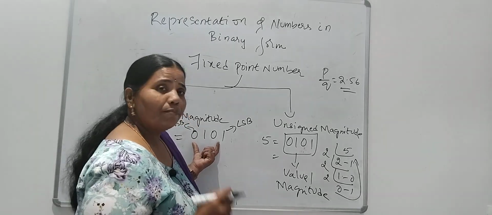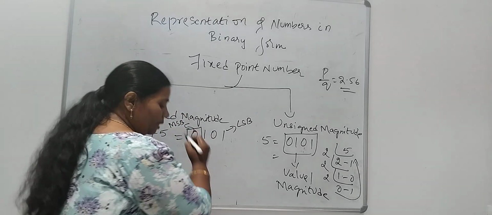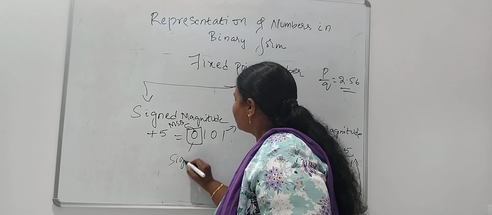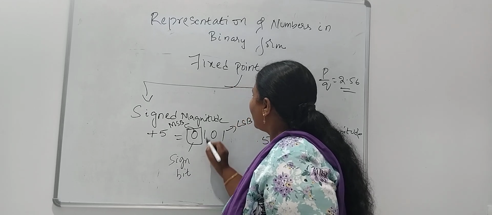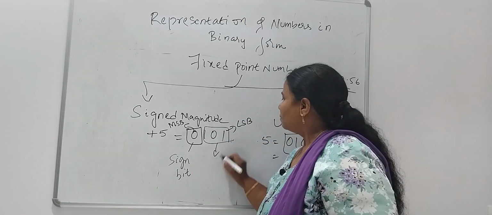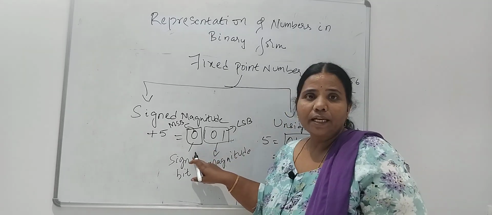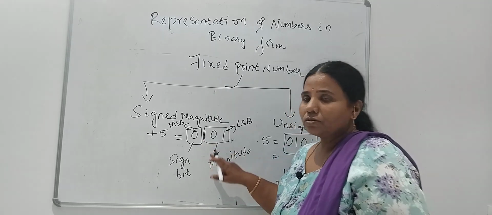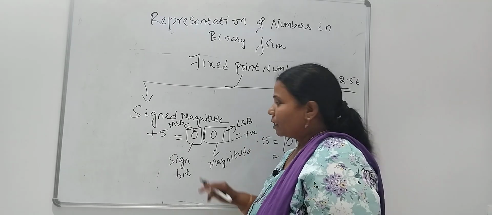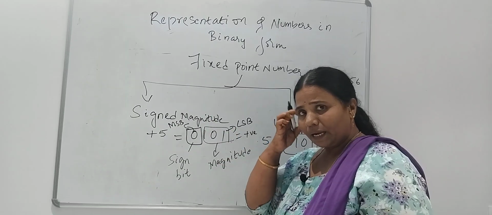In the group of bits which we are taking, the MSB bit will be taken as the sign bit. Remaining bits will represent the magnitude, that is nothing but the value. If the sign bit is 0, then it will be taken as a positive number. Then leaving the sign bit, whatever the values are there, that will be taken as the magnitude.